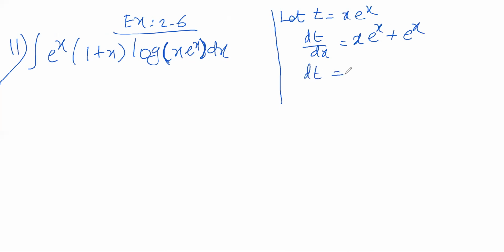Now cross multiplying, dt is equal to, e power x is common here, so taking e power x outside, the remaining is x plus 1. dt is e power x into x plus 1 dx. Now you substitute here.